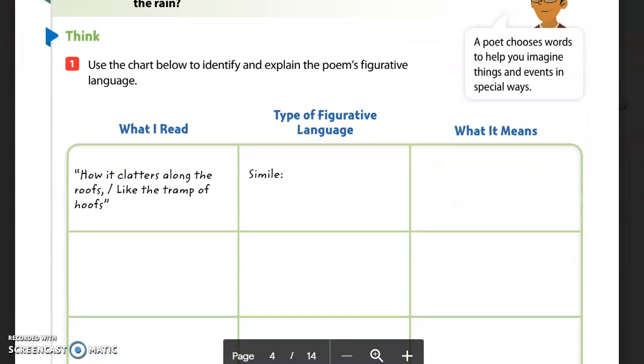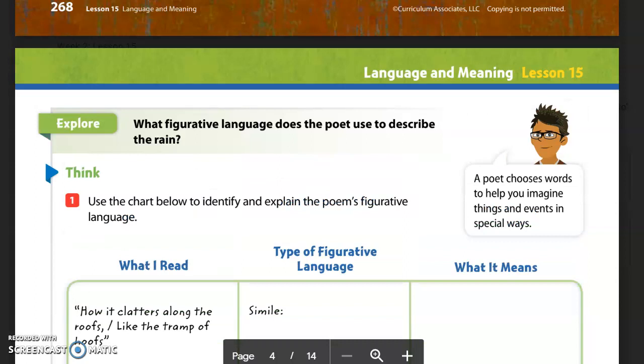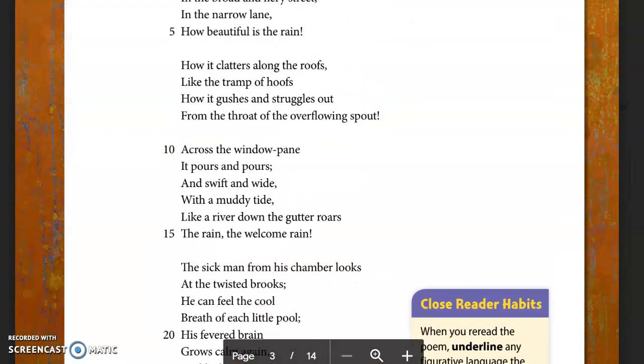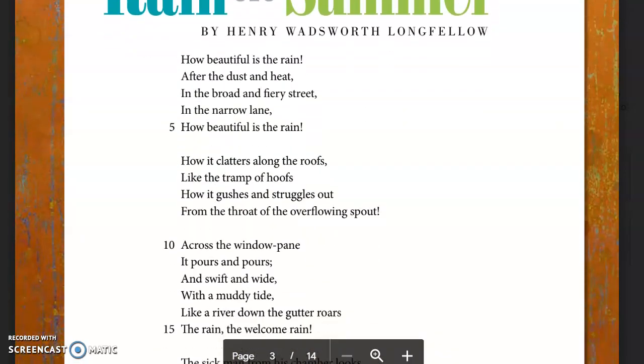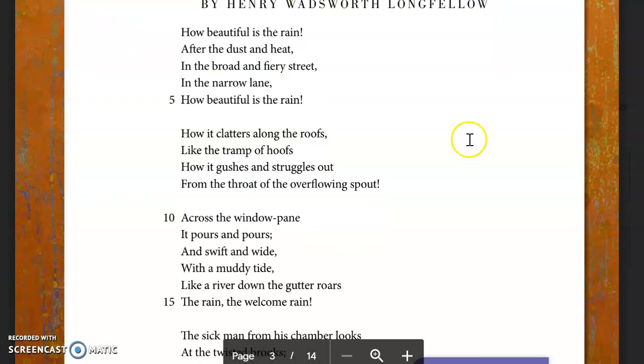All right, so what I read: how it clatters along the roofs like the tramp of hoofs. You can imagine the hoofs of a horse just hoofing along, and it's saying that the rain is making that same noise, and that's why it is a simile. And what does it mean? Just that it's making that louder kind of noise. Let's see if we can find another type of figurative language throughout here.